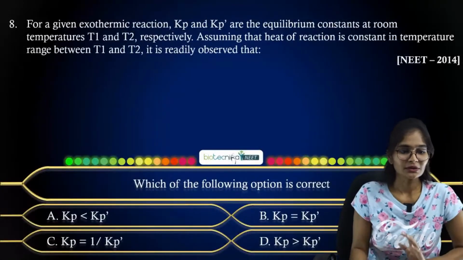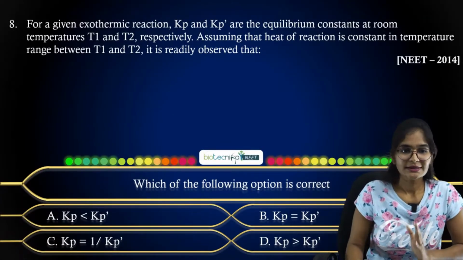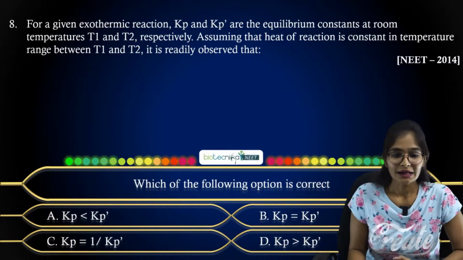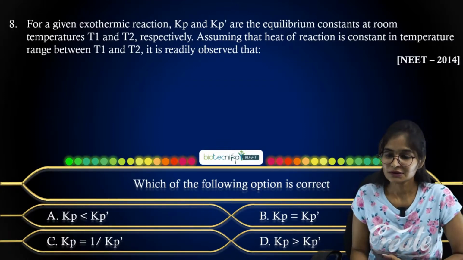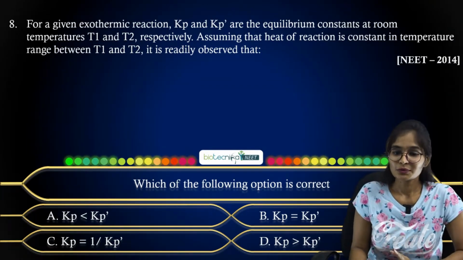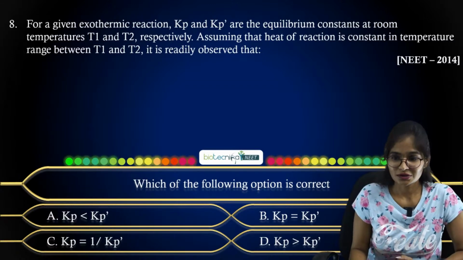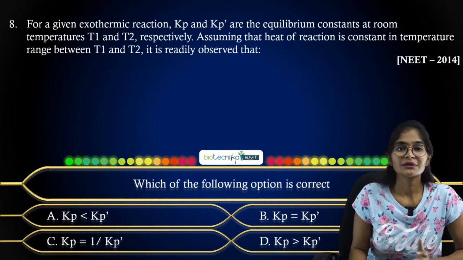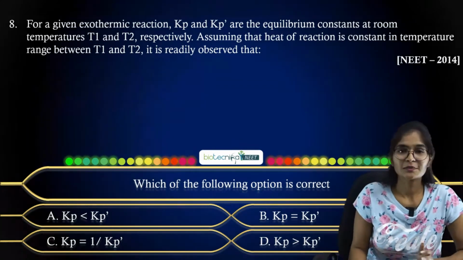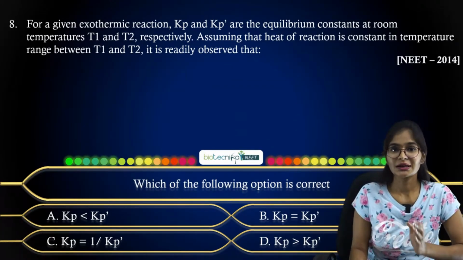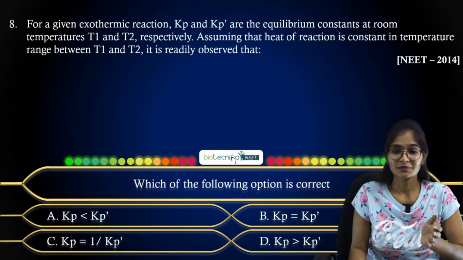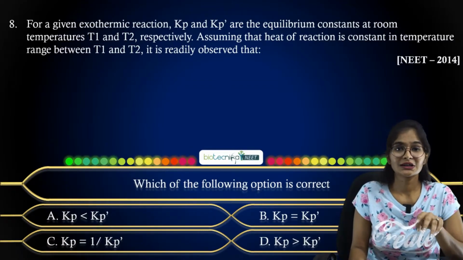Okay, now coming to the 8th question, the question is like this: for a given exothermic reaction, Kp and Kp dash are the equilibrium constants at temperatures T1 and T2 respectively, and assuming that the heat of reaction is constant in the temperature range between T1 and T2, it is readily observed that, so they have given a condition with respect to Kp and Kp dash at constant temperature. Okay, so T1 and T2 they have given.